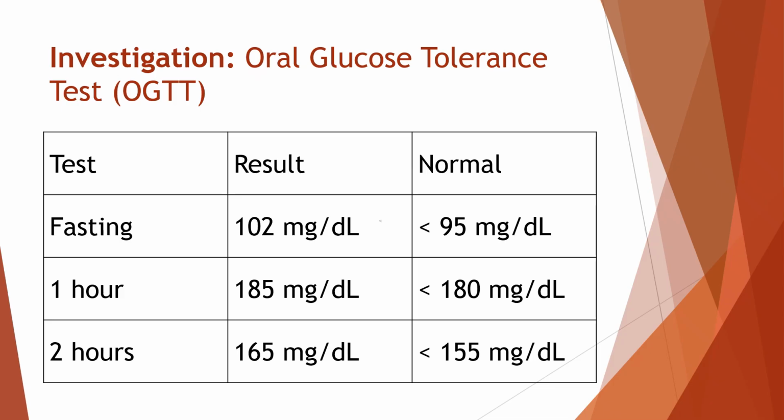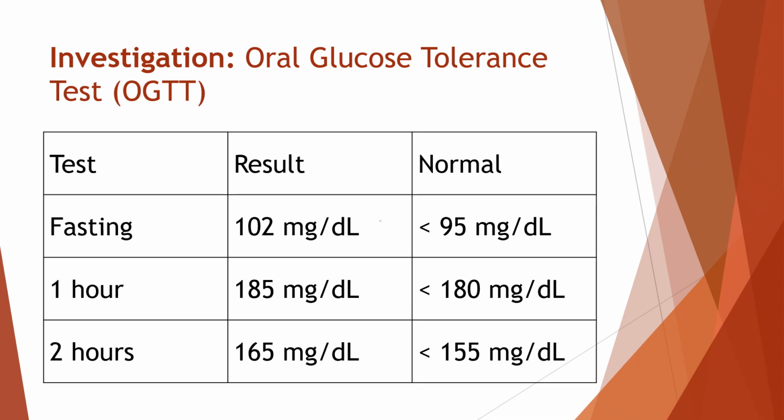The patient's result is 102 milligrams per deciliter, whereas the normal value should be less than 95 milligrams per deciliter, so this is elevated. Next, the 1-hour value is 185 milligrams per deciliter, while the normal value is less than 180 milligrams per deciliter, which is also higher than normal. Finally, the 2-hour value is 165 milligrams per deciliter, whereas the normal value should be less than 155 milligrams per deciliter, again indicating an elevated level.